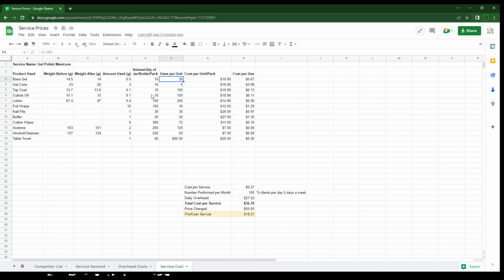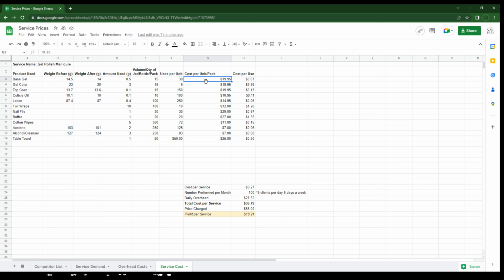So what I'm doing here is I'm just taking the total volume available to me when I get a brand new bottle divided by my use, and that gives me how much I use out of a given bottle. So it tells me how many appointments I can do out of a given bottle or jar or package, anything like that. So I can get 30 services out of a 1/2 ounce jar or bottle of base gel. Okay, so this is really good information.